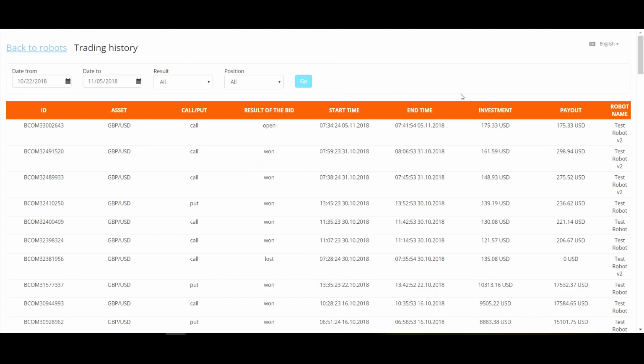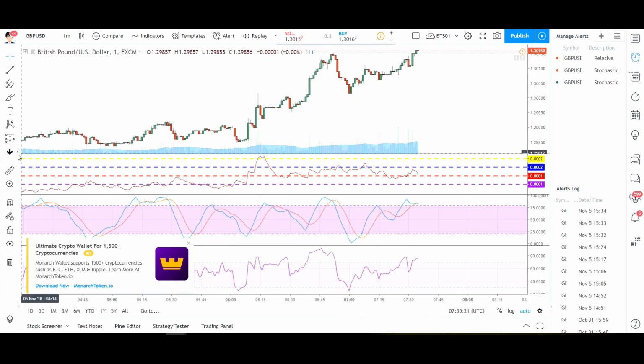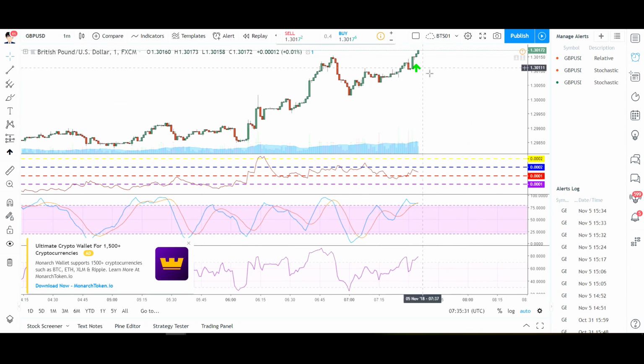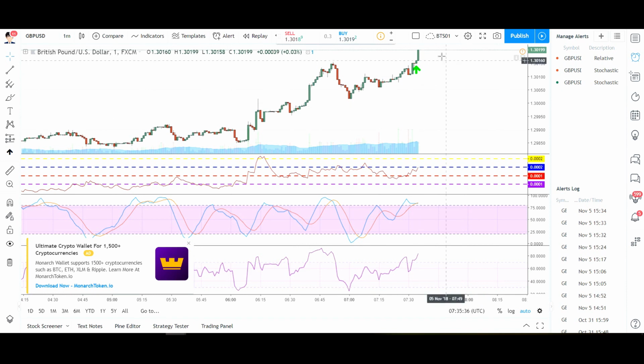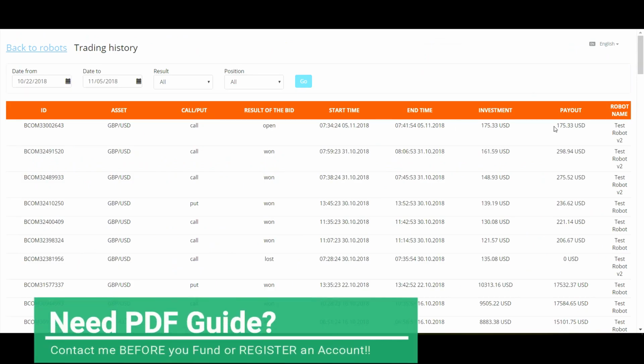Okay, I'm back here. As you can see, the robot has just placed a trade and hence my balance has reduced. It is a call position at this particular candle right there. Right now it's looking good. It seems like it's breaking out. We probably caught the trade just in time, which is really good news for us. We're going to come back after the trade expires to check out the results. Stay tuned, guys.